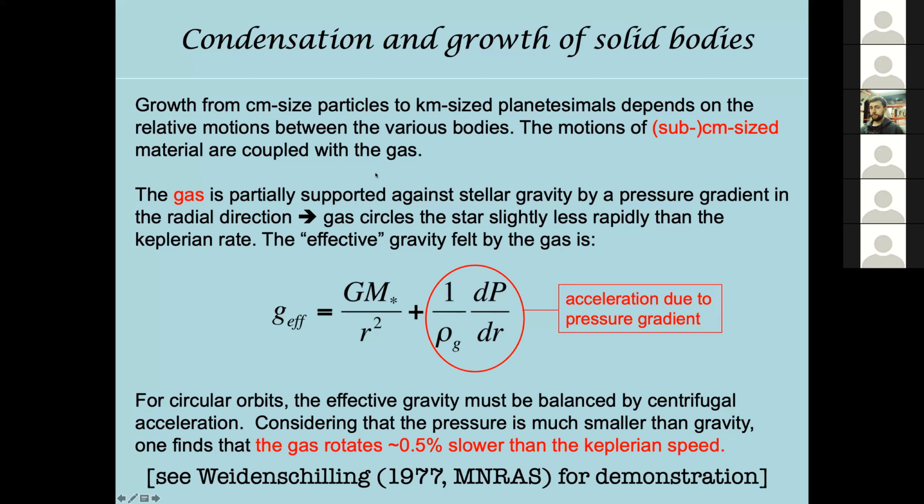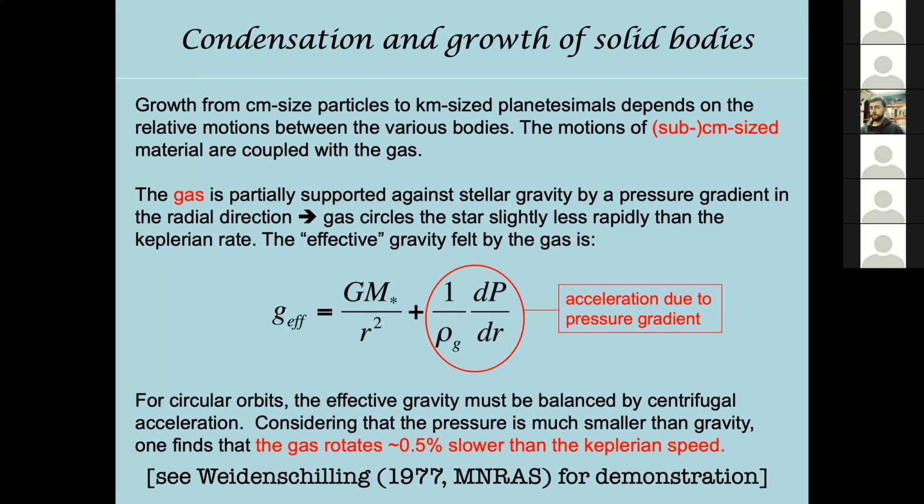But there is a difference between the gas velocity and the velocity of the larger particles. And let's see what is causing this difference. So consider particles that are larger, say, than centimeter size. They are basically orbiting around the young star with a Keplerian velocity.